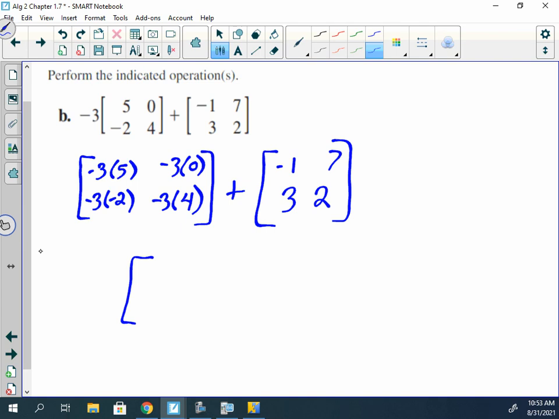Any questions on this here so far? Feel good with this here? All right. We can go on and multiply by the -3. Well, -3 times 5 is -15. -3 times 0 is 0. -3 times -2 would be 6. And -3 times 4 is -12.